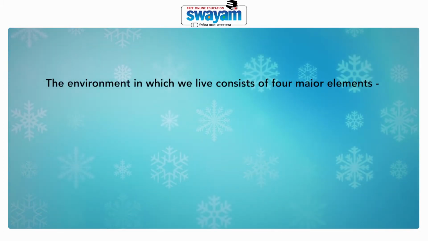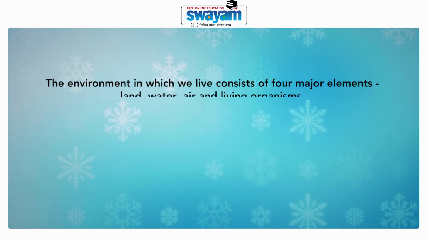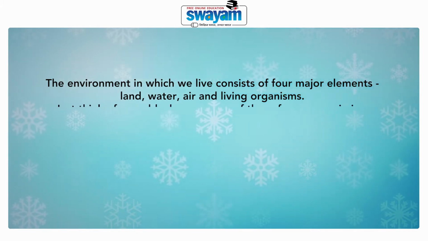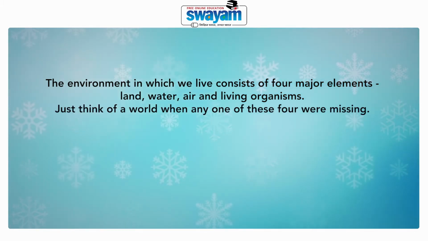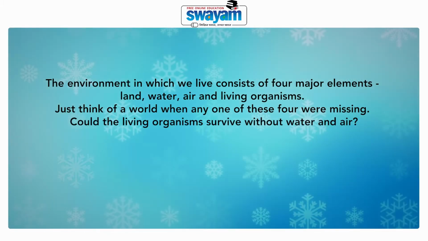The environment in which we live consists of 4 major elements: land, water, air and living organisms. Just think of a world when any one of these 4 were missing. Could the living organisms survive without water and air?